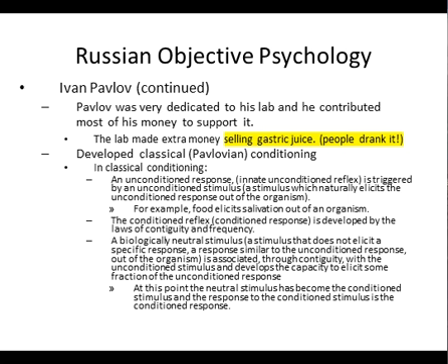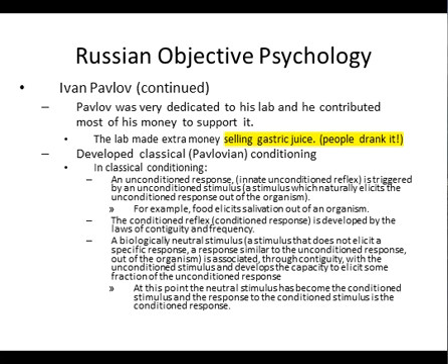And you may recall why it is that we salivate. In order for us to taste anything, it must be suspended in a solution of liquid. Therefore, we have developed this idea that when food is appealing to us, we salivate in preparation for being able to taste the food. Alright, so the conditioned reflex or conditioned response is developed by the laws of contiguity and frequency. A biologically neutral stimulus, a stimulus that does not elicit a specific response, is associated through contiguity with an unconditioned stimulus and develops the capacity to elicit some fraction of that unconditioned response.